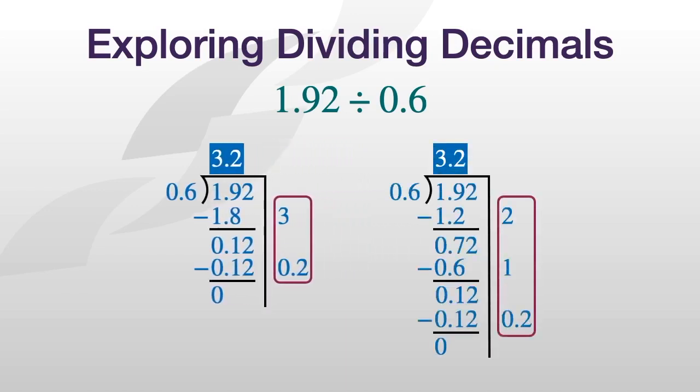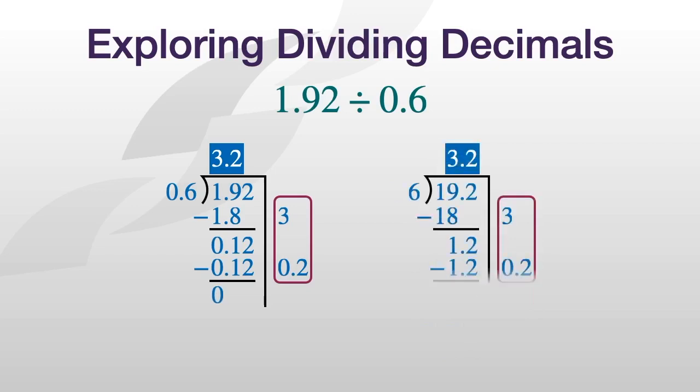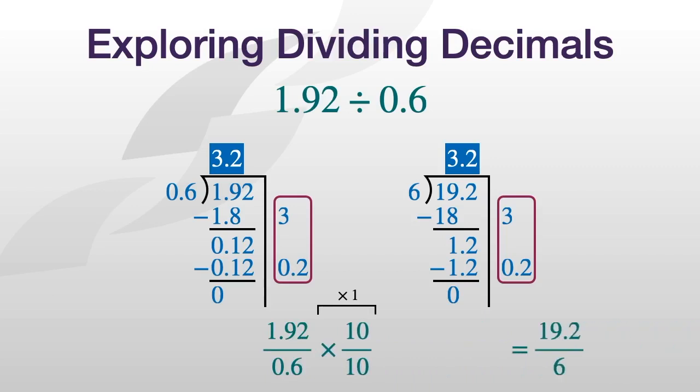This process is a type of long division. Notice that we could have broken up the 1 and 92/100 into more parts if needed. You may recognize this alternative approach, which gives the same answer because dividing 1 and 92/100 by 6/10 is equivalent to dividing 19 and 2/10 by 6.